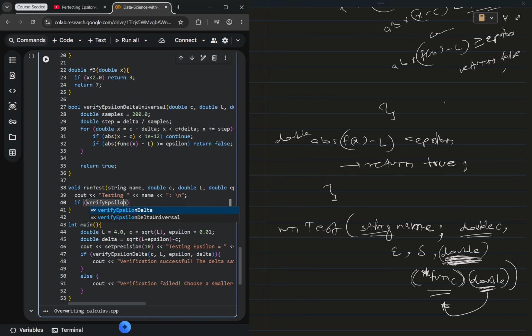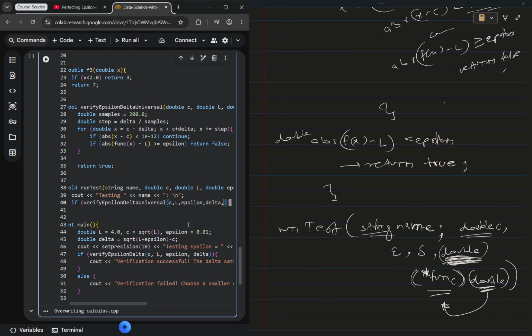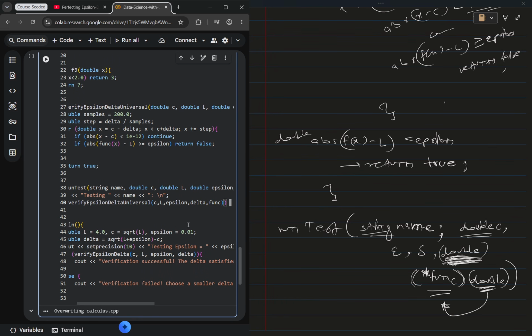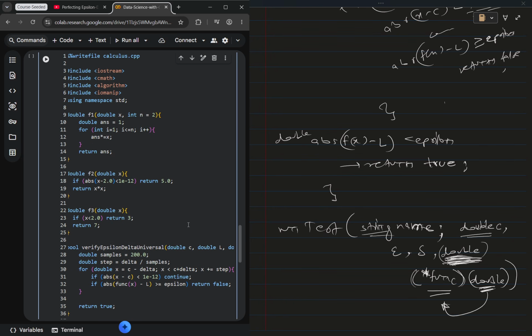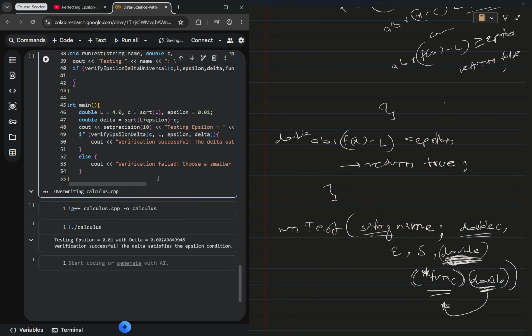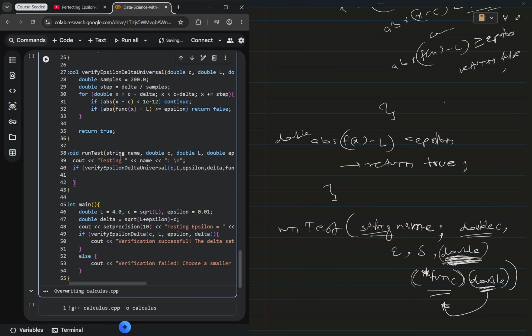Also we need universal function, so we have this universal, and obviously we are going to pass some parameters. Let's say we have c, l, epsilon, delta, and then we have our function. Let's say we have function as it is. Okay, so it again disappeared. Well, it's not a good thing that's happening.